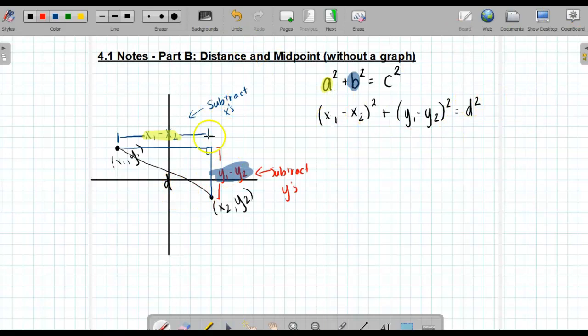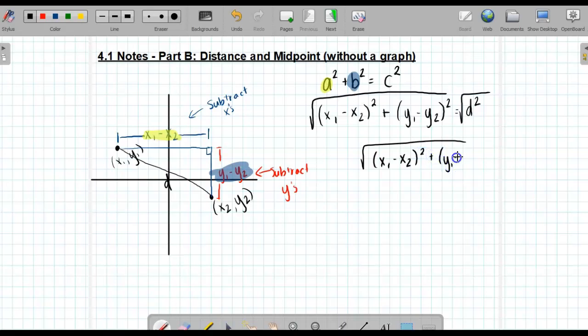So I know this is a big, terrible looking equation, but if I want to get d by itself, I've only got to get rid of one thing. I've got to get rid of that square. How do I get rid of that square? I square root both sides. So if I square root both sides here, then I'm going to get the square root of x1 minus x2 squared plus y1 minus y2 squared.